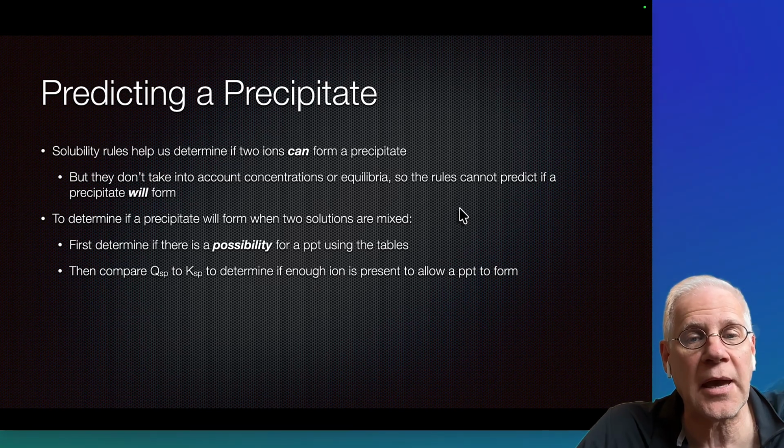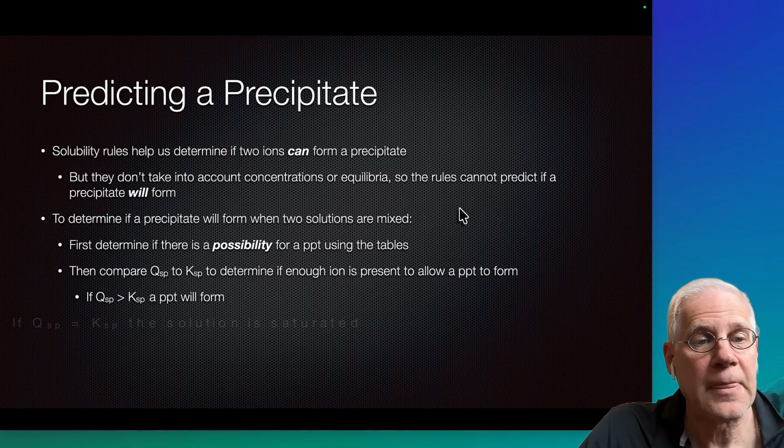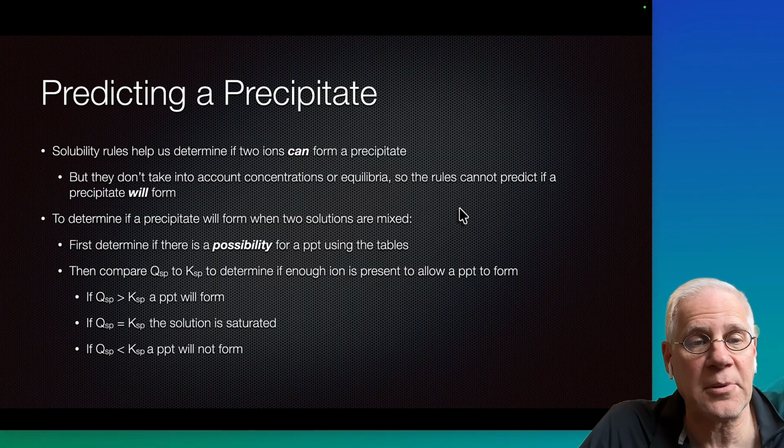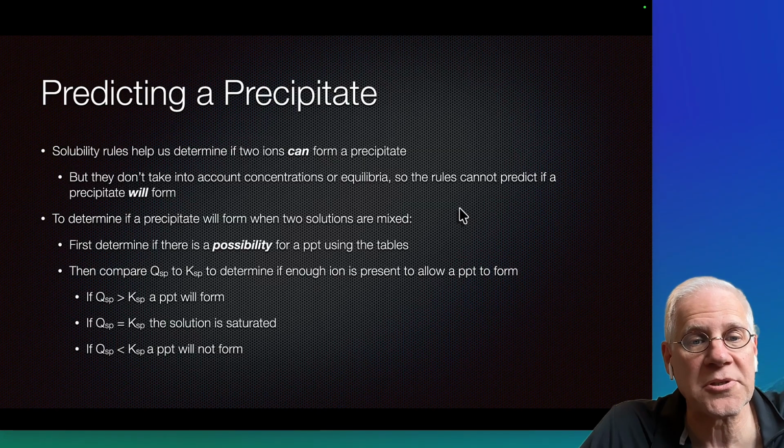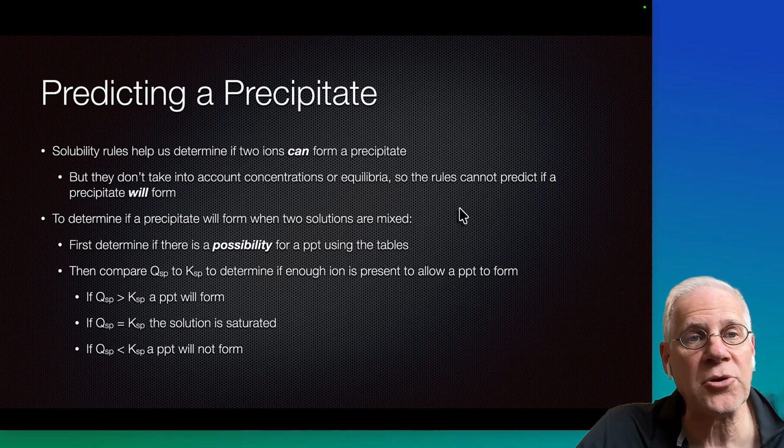We're going to compare it to a KSP to see if we have enough ion present in order to form a precipitate. If the QSP is greater than the KSP value, then a precipitate will form. If the two values are equal, then technically you are not going to get a precipitate, but the solution is saturated, and any addition of either the cation or the anion will result in precipitation. If the QSP is less than the KSP, even though you have ions that can form a precipitate, they will not actually form one because the solution is not saturated, so they're not at a great enough concentration within the solution.